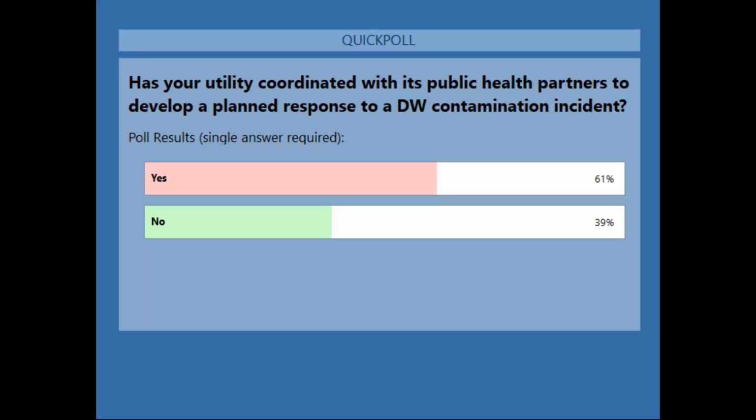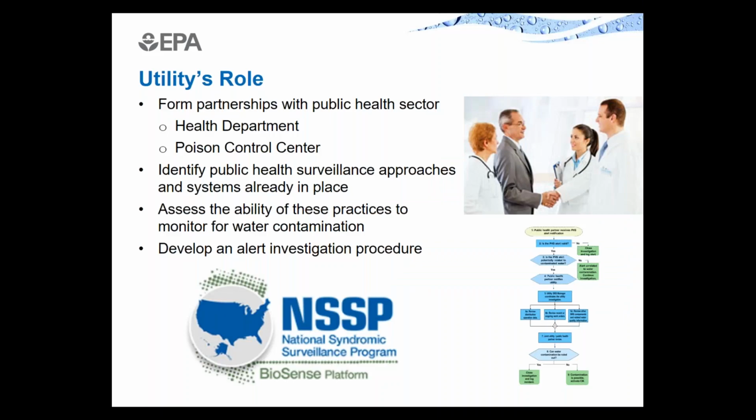And from the poll, again, we see we've got a proactive group of participants today. 61% of the respondents indicated that they have already worked with their health partners to develop a plan for responding to a water contamination incident. So you're in good shape.